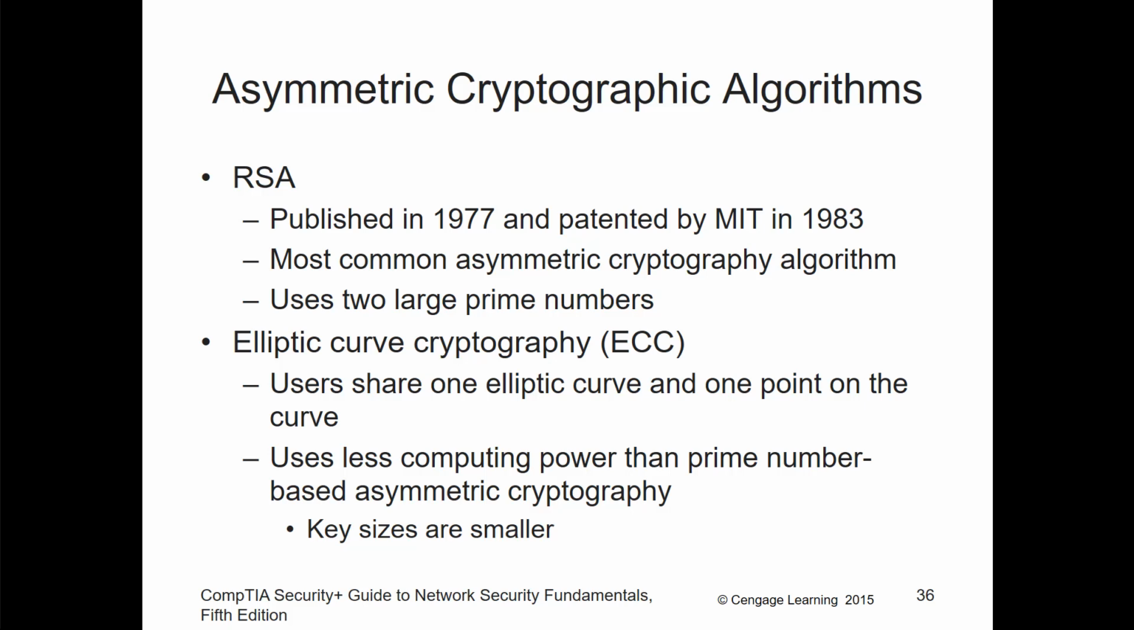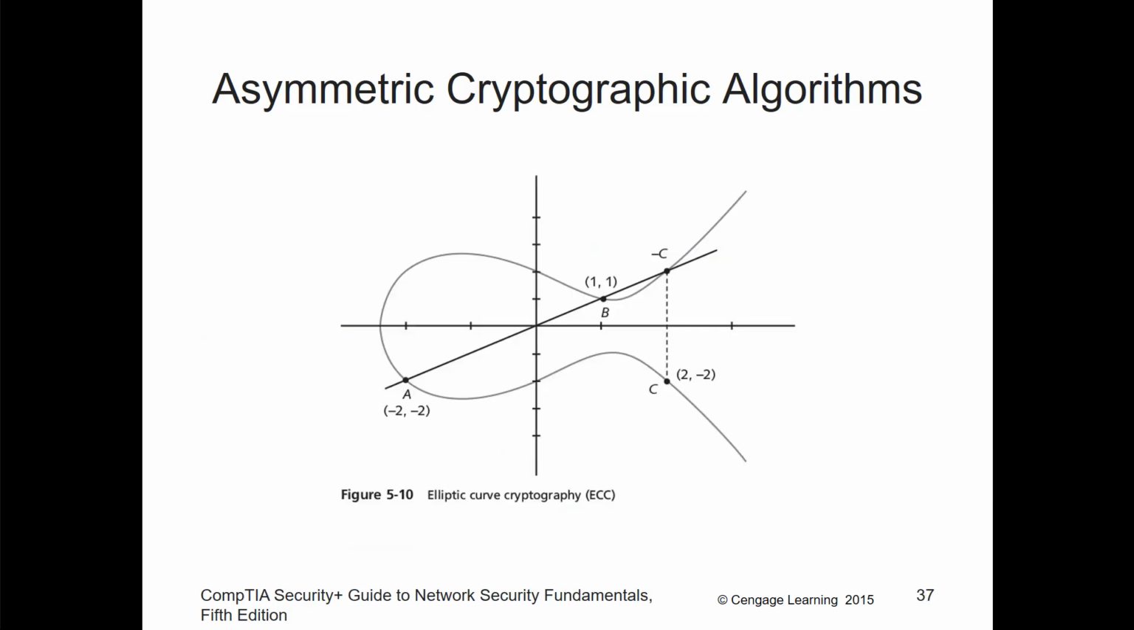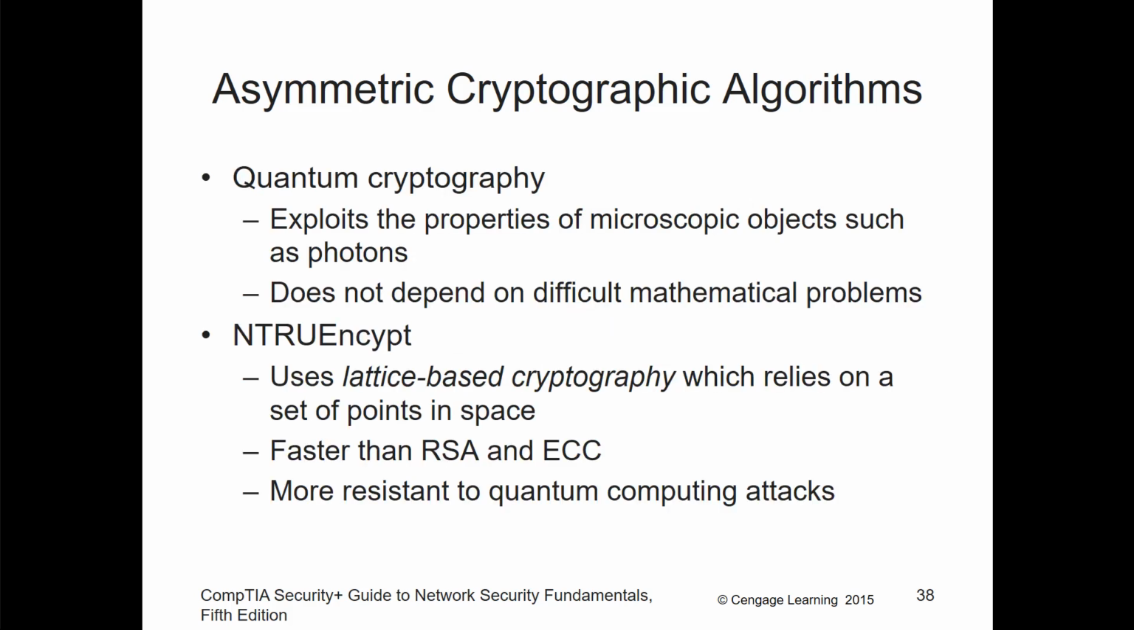Going back through asymmetrical, we have RSA and elliptical curve cryptography. RSA is asymmetrical, so that's a big one. That gets asked several times on Security Plus and other security examinations. Here we have the elliptical curve cryptography, looking at the curve.